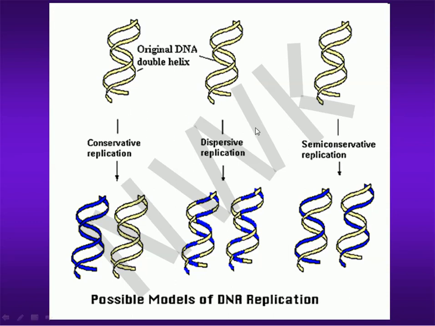In dispersive replication, the parental strand is broken into pieces and combined with newly synthesized fragments. So the new DNA molecule consists of parental fragments and newly synthesized fragments. That's why it is called dispersive replication. However, the study of Meselson and Stahl proved that conservative and dispersive replication are wrong. The correct one is semi-conservative replication.